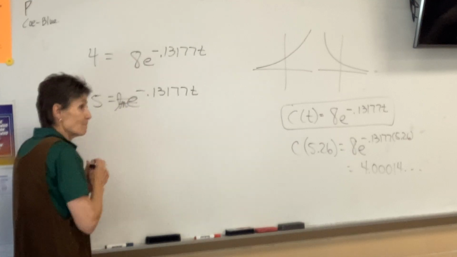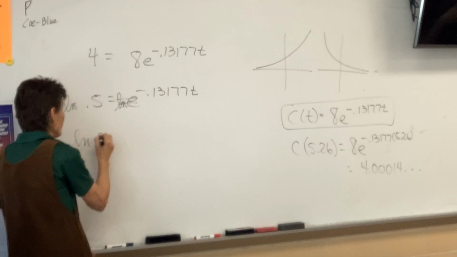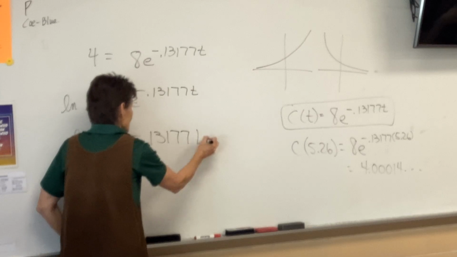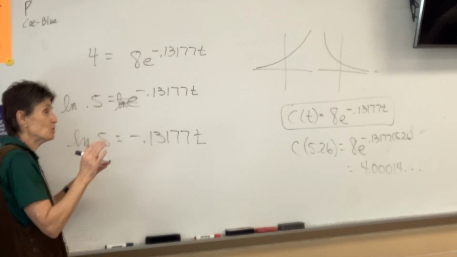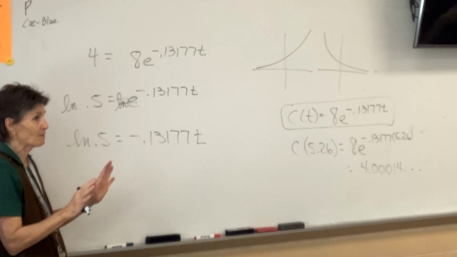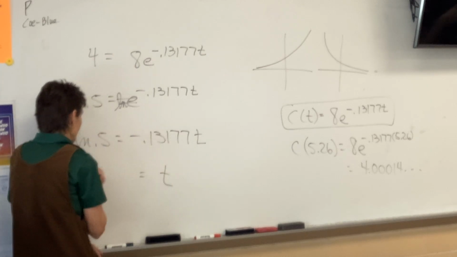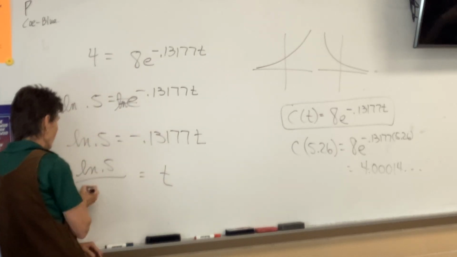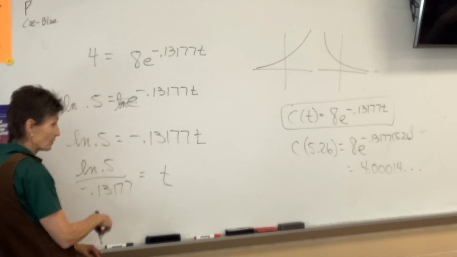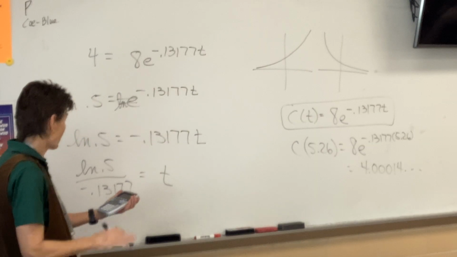These are inverses of each other, and they cancel out. So ln 0.5 equals negative 0.13177t. Now, you may be a little rusty on that, but that better look familiar to you, somewhat familiar. You've seen that before. You did a lot of it last year. And then we're going to divide. And lo and behold, when we type this into our calculator, we're going to get the 5.26 as our half-life.